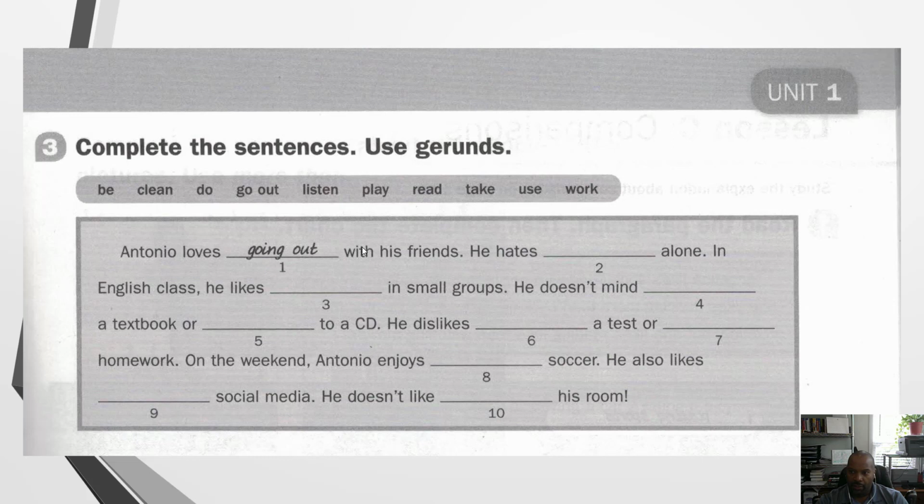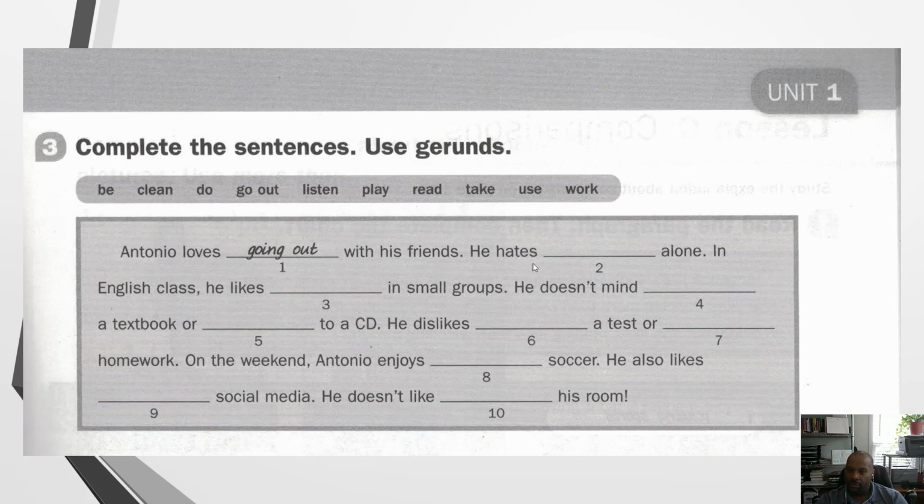Okay, so hopefully you had some time to go through these and change the verbs in our word bank into gerunds and then fit them into the correct spaces here in our story. As we see here, the first one is done for us. Antonio loves going out with his friends, and we got that from go out. I'll share with you what I got, and then hopefully we can match up.